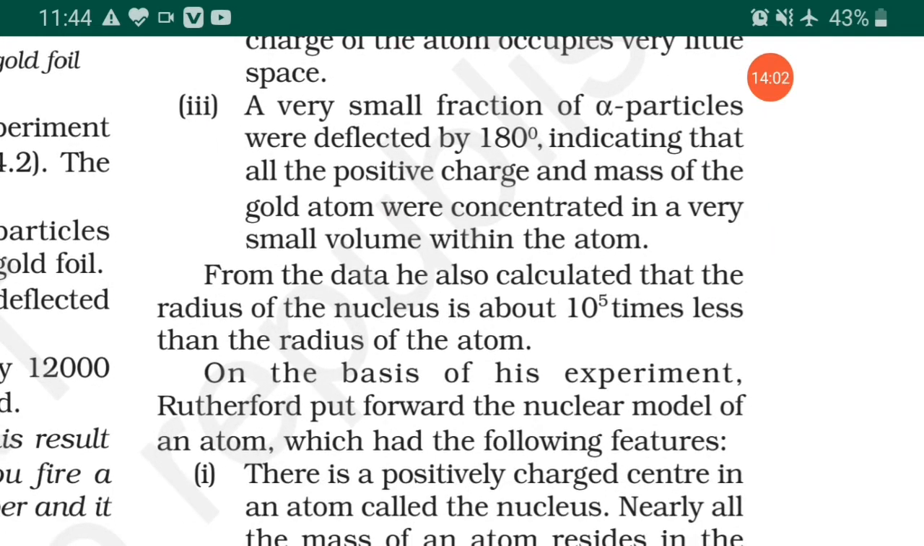These are the conclusions made by Rutherford in the experiment. From the data he also calculated that the radius of the nucleus is about 10⁵ times less than the radius of the atom.